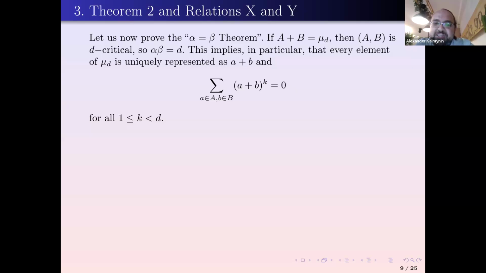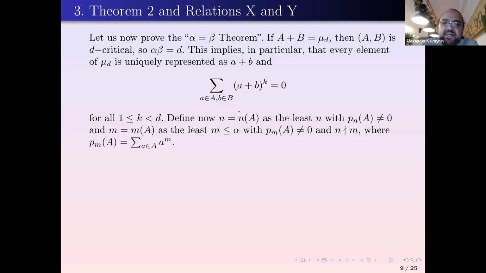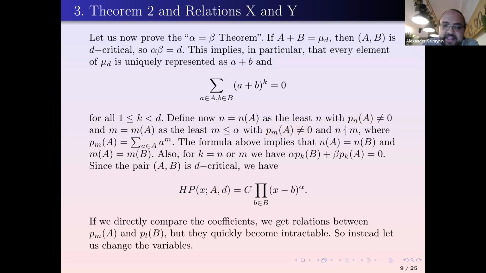So suppose that A plus B is equal to mu D. Then we have this power sum condition, of course, because this is actually a sum over the subgroup of k-th powers, and this is, of course, 0. Now, n will be the least n such that the sum of nth powers of A is not 0, and m is the least m less than or equal to alpha such that P_m of alpha is not 0, and n does not divide m. And P_m is the power sum. And the formula above implies that n of A is actually equal to n of B, and m of A is equal to m of B.